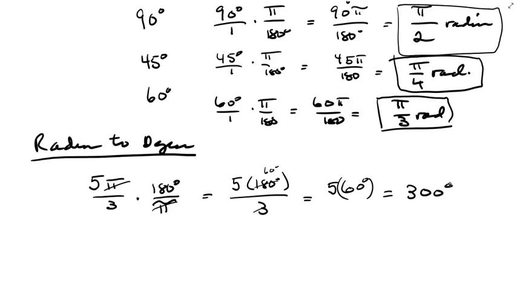So 5 pi over 3, well, that kind of makes sense, doesn't it? Because if it takes 2 pi to get to 360 degrees, 5 pi over 3 is just short of 2 pi, because 2 pi would be 6 pi over 3. So it would be really close to 360 degrees.